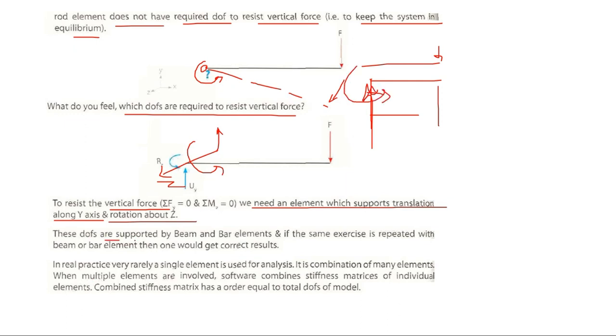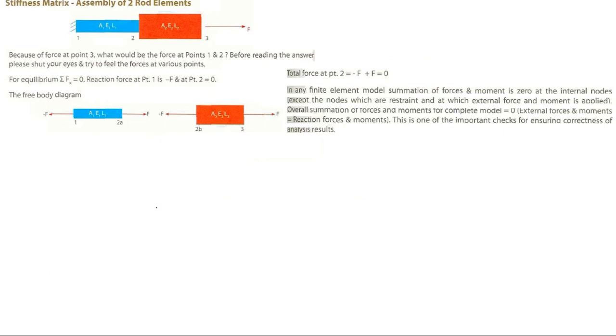So these degrees of freedom are supported by beam and bar elements. If the same example is repeated with the beam or bar element, then one would get the correct results. In real practice, very rarely is a single element used for analysis. It's a combination of many elements, as we have seen, right? Multiple elements we will be using, not only one element in real time.